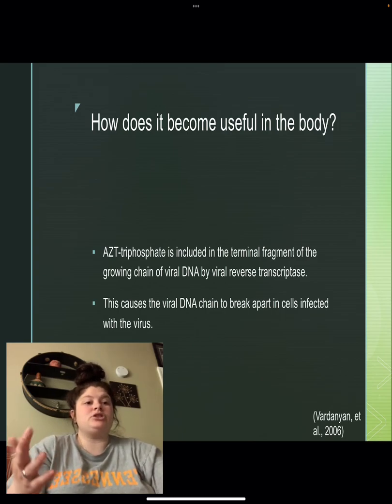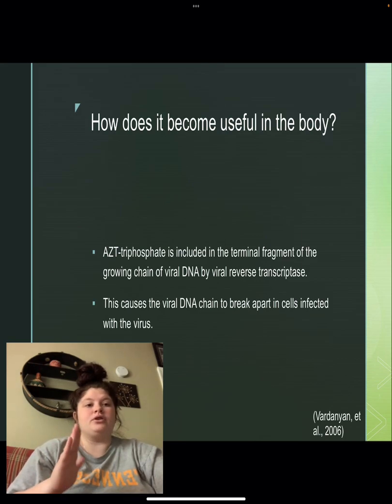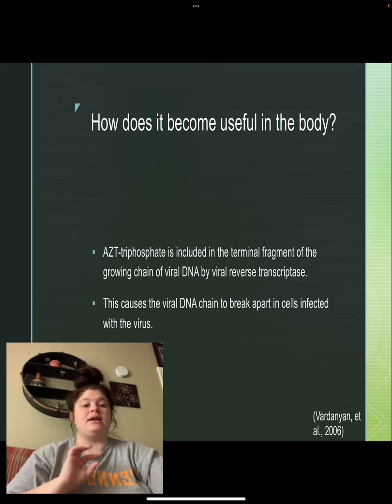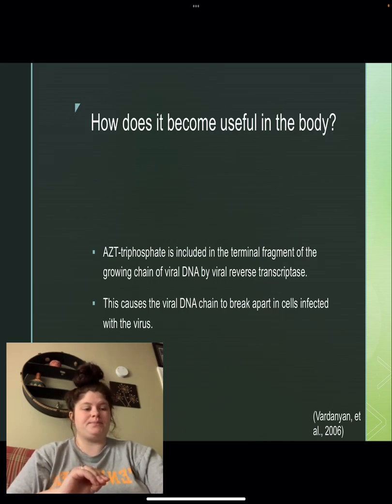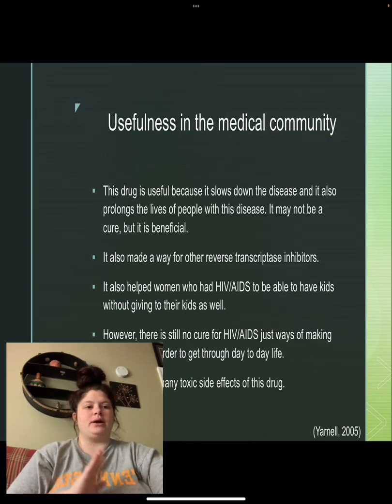How does it become useful in the body? So AZT triphosphate is included in the terminal fragment of the growing chain of viral DNA by viral reverse transcriptase. And this causes the DNA chain to break apart in cells infected with the virus. So AZT is made into AZT triphosphate, which is what stops the chain of DNA.